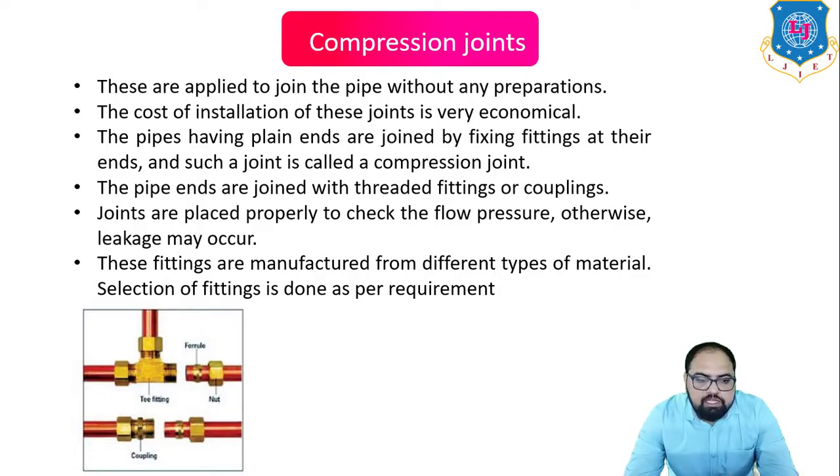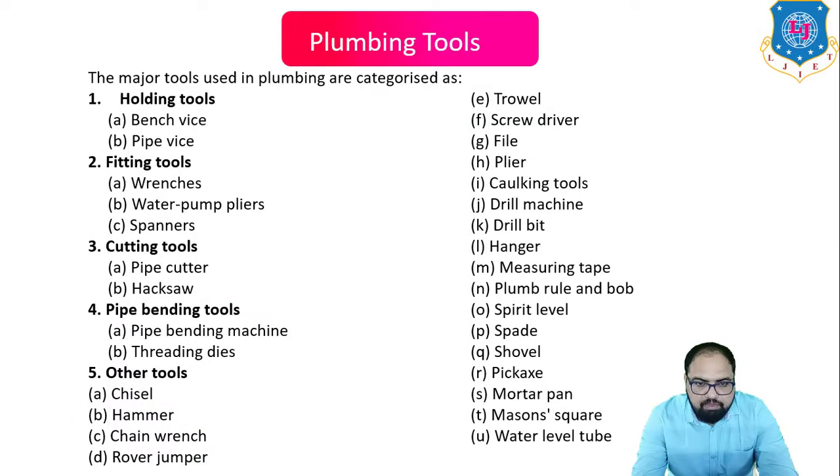So in this figure you can see there is a compression joint. In this we are using a coupling, T-fitting, female and nut. This type of thing we have seen in our air conditioners.